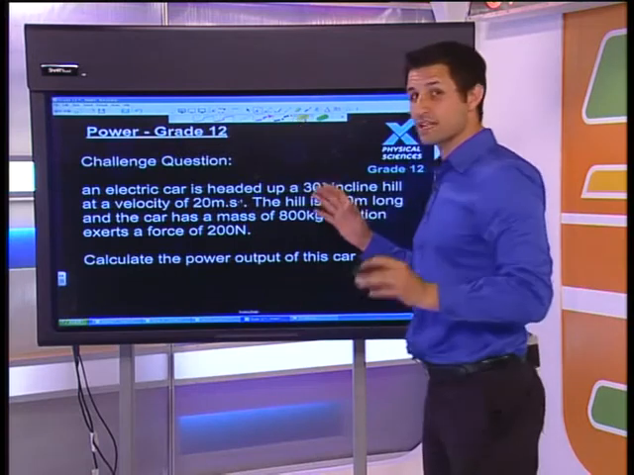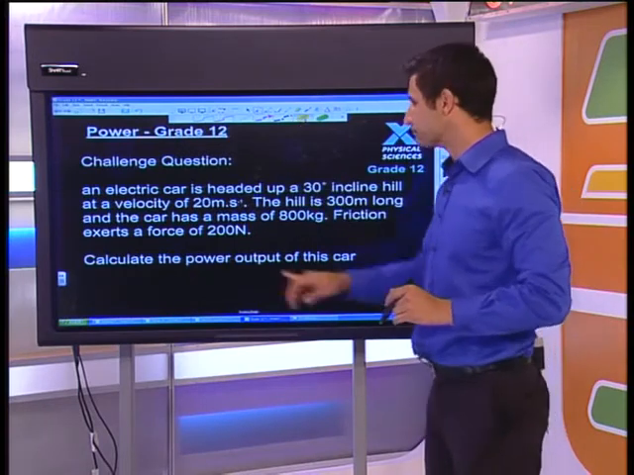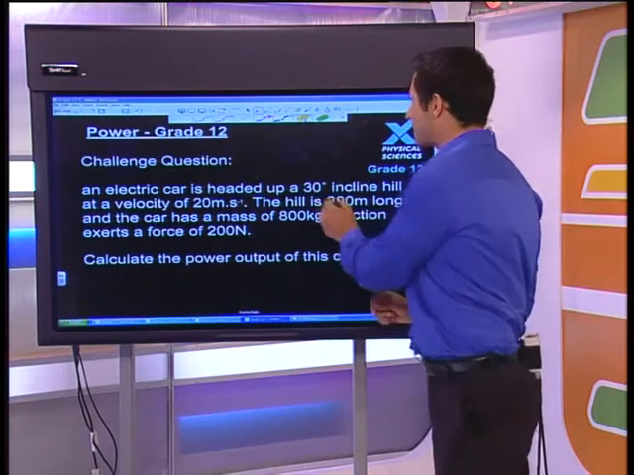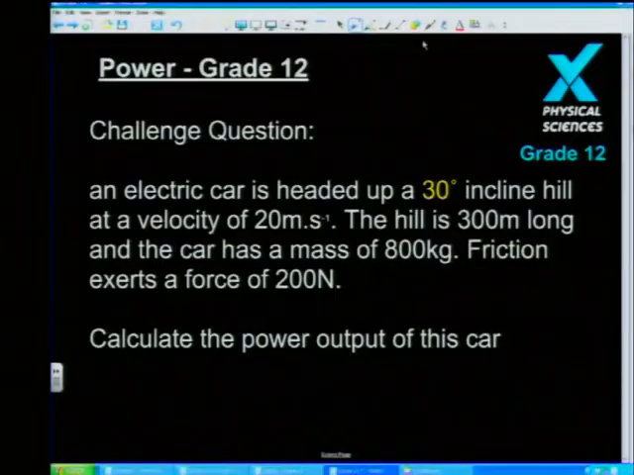I'm going to highlight the numbers and explain why they're important. I've got my electric car. We don't really care what type of car yet. I know that I have a 30-degree incline, so my 30 there is very, very important information. I have a velocity of 20 meters per second. That's worth knowing because my velocity is important for kinetic energy. The hill is 300 meters long, and that's quite important as well because that's my displacement in the same direction as some of my forces like friction.